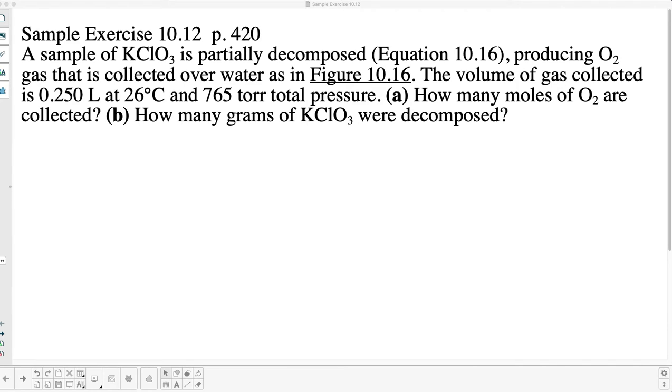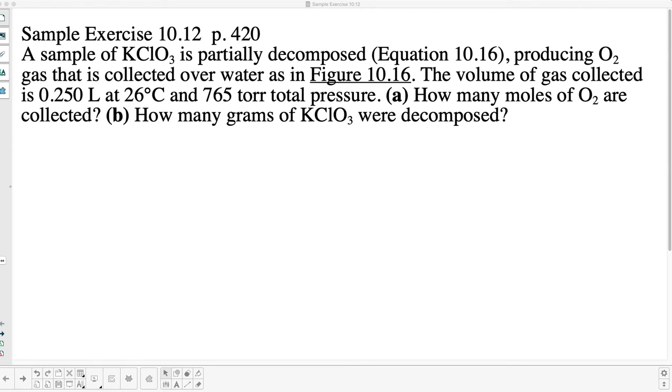Exercise 10.12. This is on page 420 from the book. That is 10.6, I believe. So if you're online, this would be 10.5, 10.6 scanned pages with the notes. And if you're not online and you're a hybrid, then you should have page 420 in your book. So a sample of the KClO3 is partially decomposed.